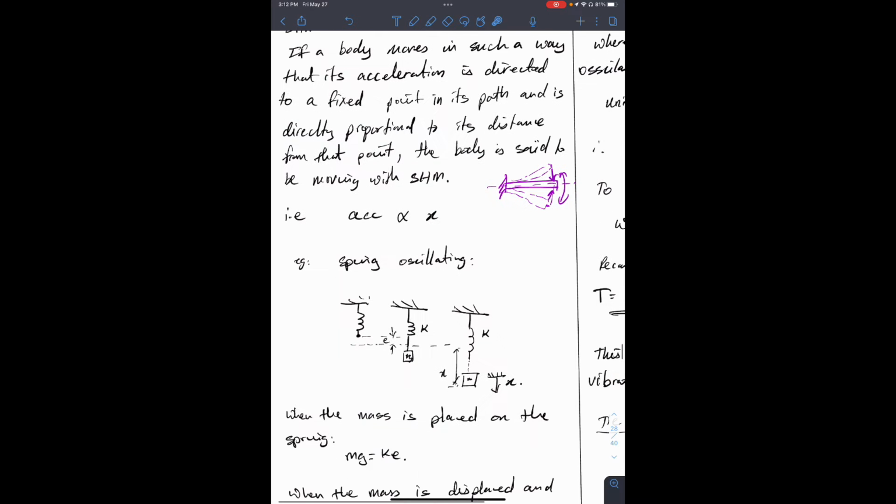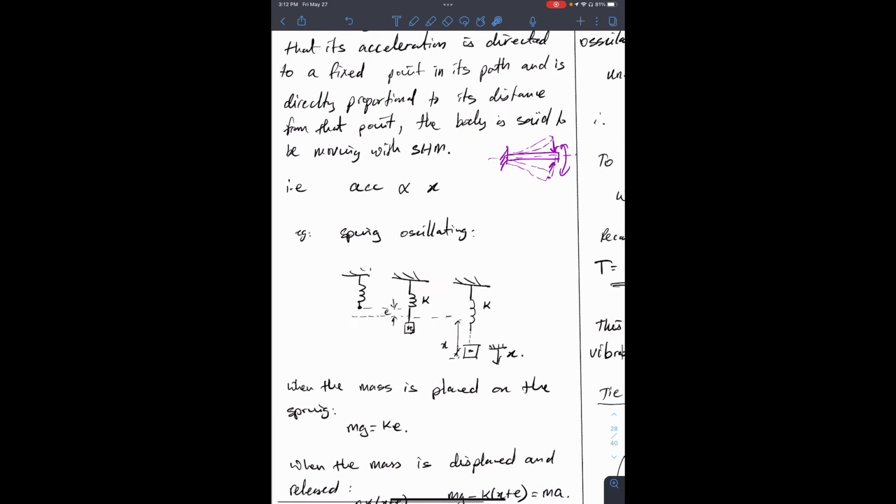Now we're going to look at a spring. The reason we look at a spring in so many different elements is that most mechanical structures can be broken down to a mass, whatever body it is, then a spring, and then something called a damper. We're not looking at a damper right now, but we're looking at a mass and a spring.